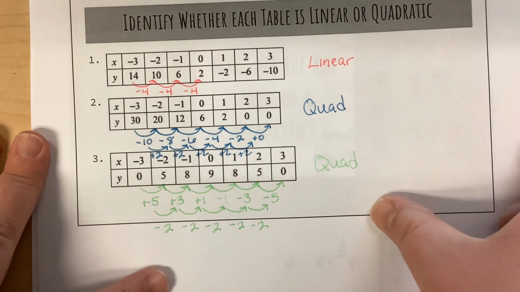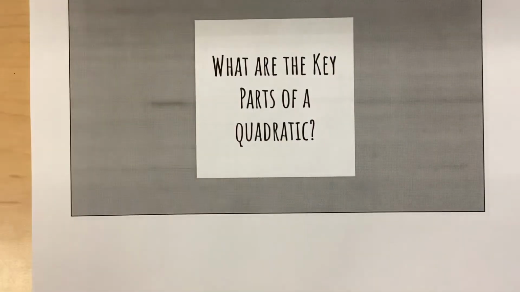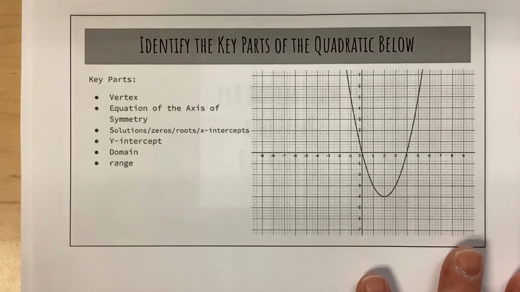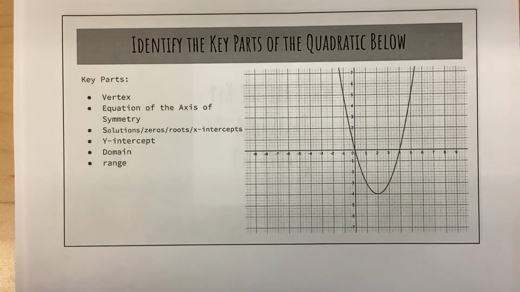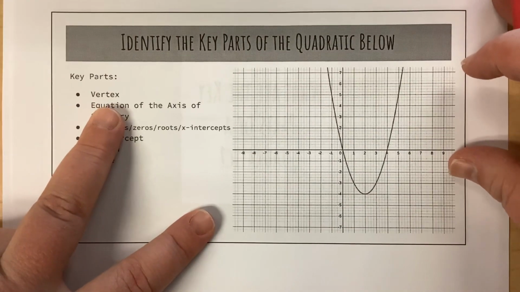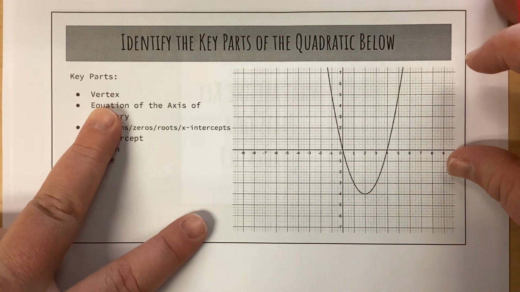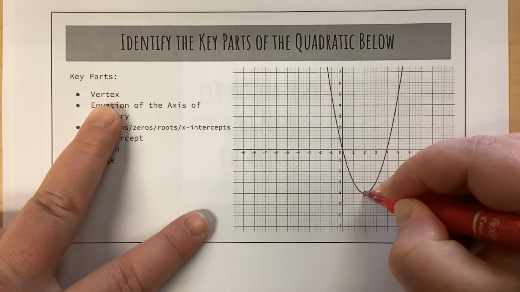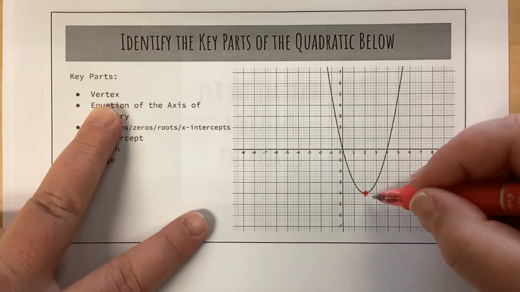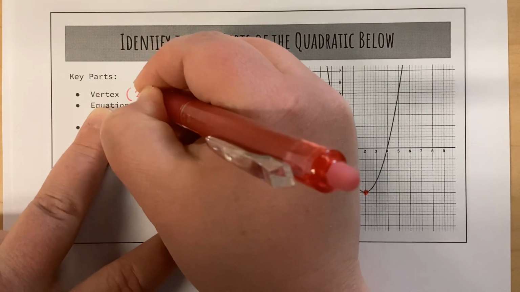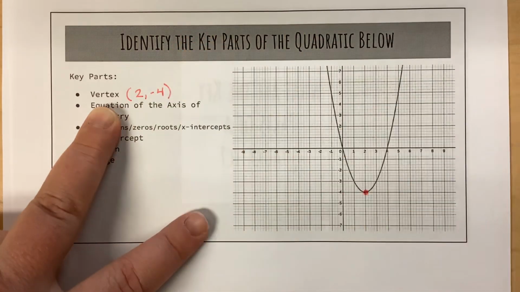All right, moving on, let's talk about key features of a quadratic. Anytime you're given a graph, there are several things that you should be able to pick up on just by observing the graph. The first of which is something called a vertex. Your vertex is either the minimum or the maximum point of your quadratic. This one's a minimum. It's right here where the curve happens. That is always an ordered pair, and in this case it is 2, negative 4. So my vertex is 2, negative 4.